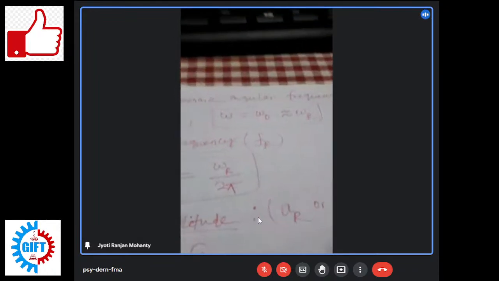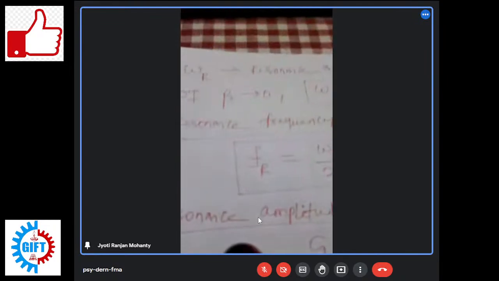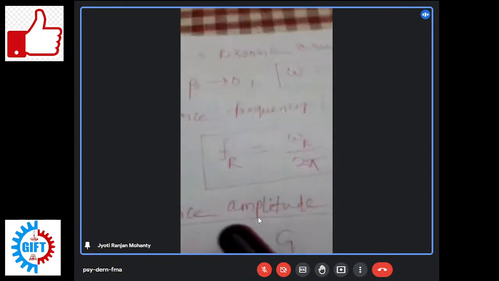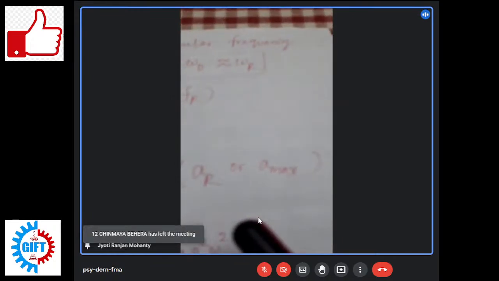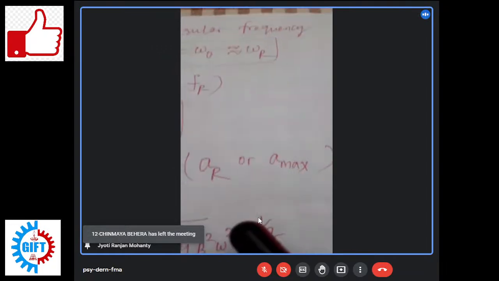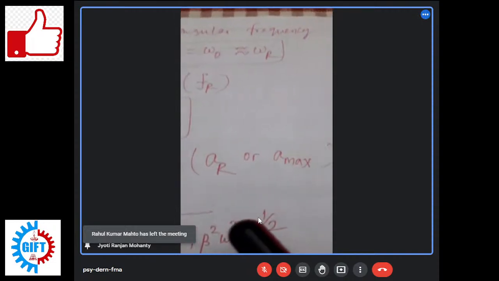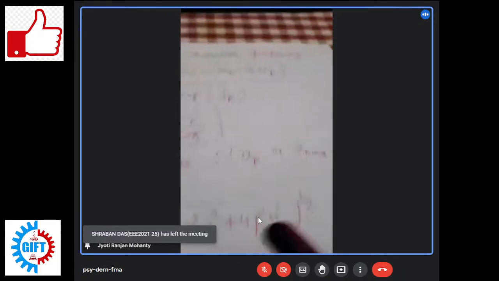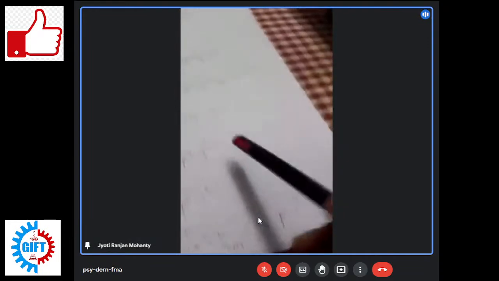This omega r is known as the resonance angular frequency, and fr is known as the resonance frequency, which is equal to omega r divided by 2 pi. After that we discussed the resonance amplitude. What is the resonance amplitude? The amplitude at which the resonance occurs is called resonance amplitude. That is A r or A max.